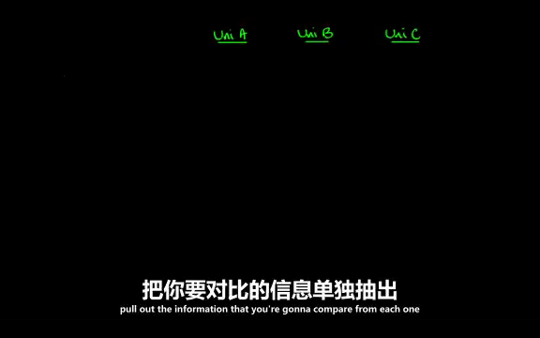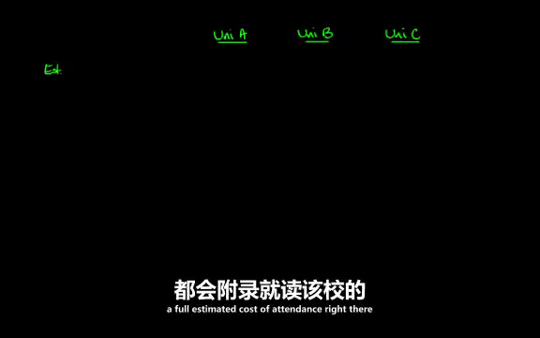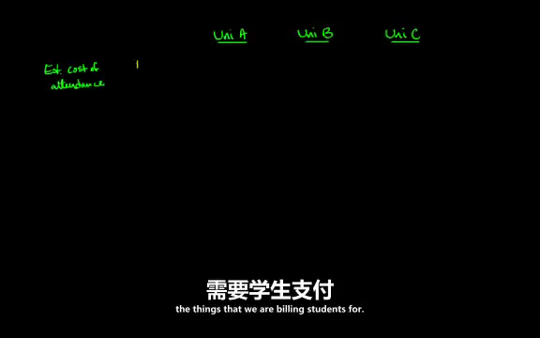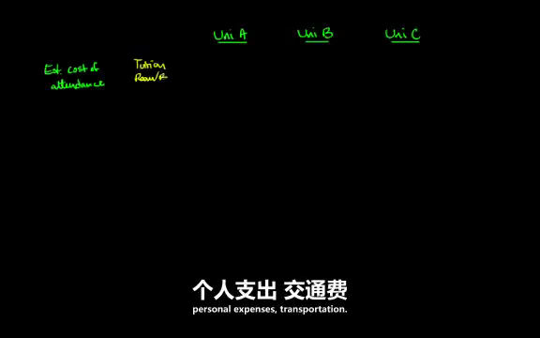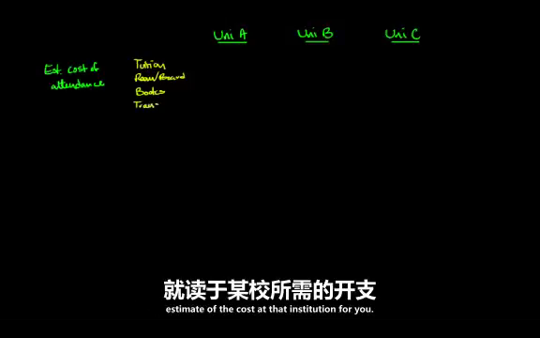That's a really good question. So I think the important thing to do is pull out the information that you're going to compare from each one, and you might have to search around for it. But what I would start with is the estimated cost of attendance. So almost every school is going to have a full estimated cost of attendance right there on their award letter for you. And that includes components like tuition, room and board, the things that we are billing students for, as well as allowances for books, personal expenses, transportation. So I want you to think about each one of those items and think about whether that's a realistic estimate of the costs at that institution for you.